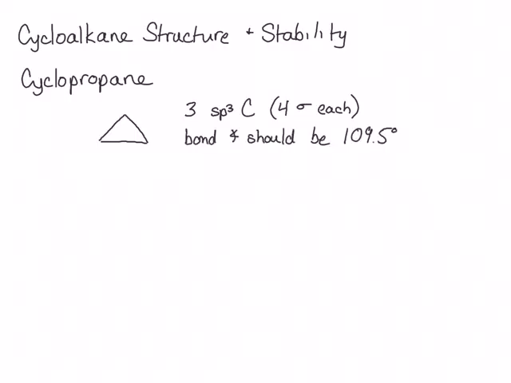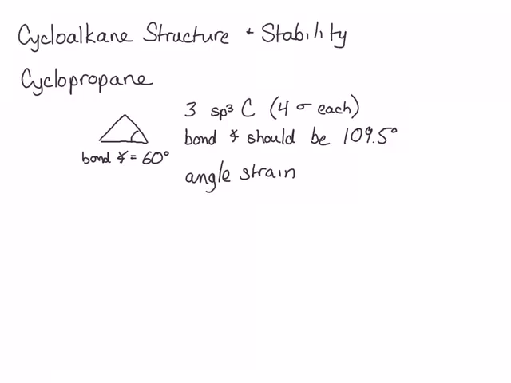But because of the constraint that the ring structure puts on these carbon atoms and their bonds to one another, the bond angles within the cyclopropane molecule are actually 60 degrees. This puts a lot of strain on this structure that is specifically called angle strain, which results from the carbon-carbon bond angles being constrained to much smaller than what they would prefer to be according to VSEPR theory, 109.5.